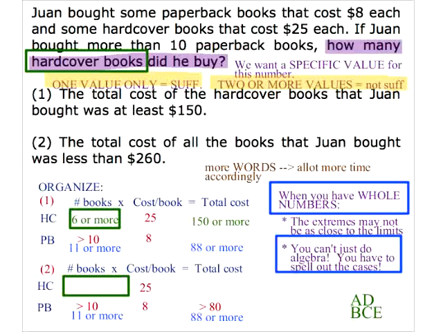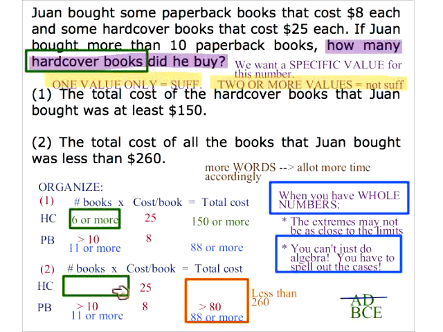Statement 2, the total cost of all the books was less than 260. Well, remember what our goal is. I mean, you could start doing inequality algebra, which we'll talk about in a second. But you could also just look for cases that do what you want. You could just look for different numbers of books that work.